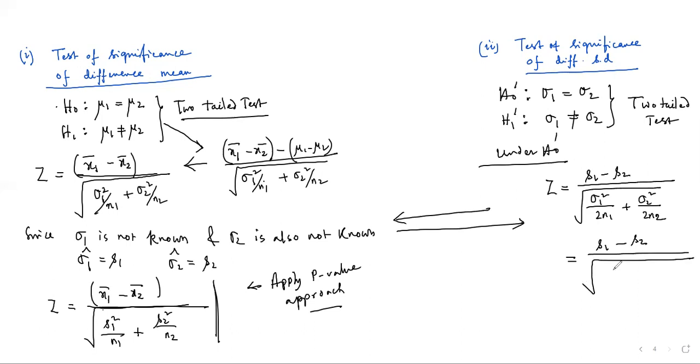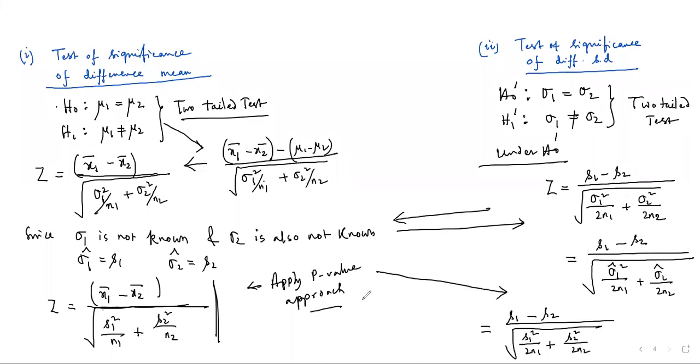In place of sigma 1, we are going to put its estimate. In place of sigma 2, we are going to put its estimate. And thus your formula becomes S1 minus S2 divided by the square root of S1 square by twice N1 plus S2 square by twice N2. Now apply the p-value approach over here also. So on the basis of the p-value approach, you are going to accept it or reject it.